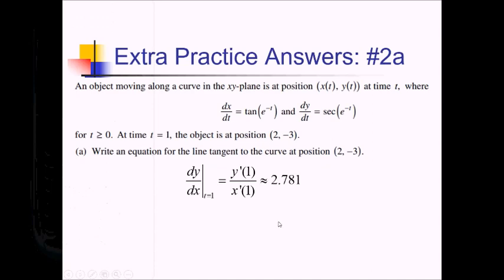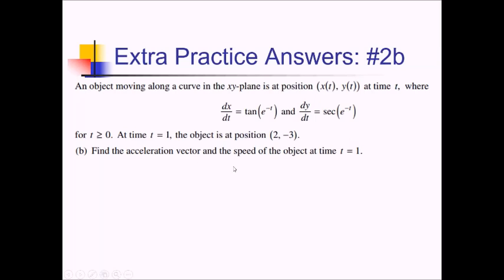So now to get the equation of my tangent line, I'm going to have y minus the y value negative 3, so y plus 3, equals my slope of 2.781, which seems awfully close to the value of e, times x minus the x value of 2.